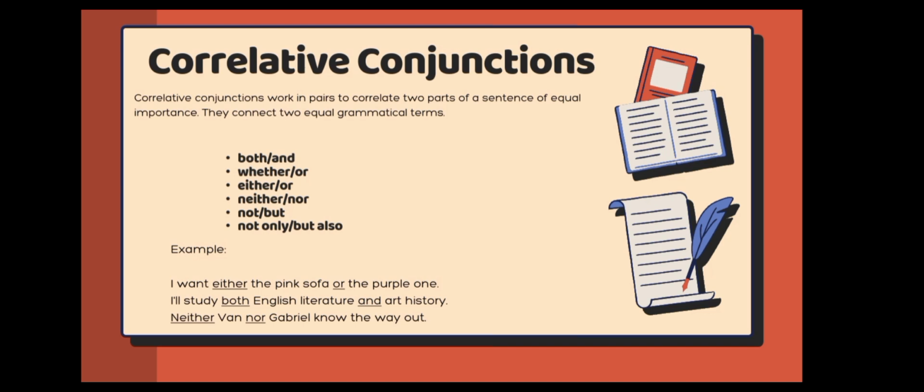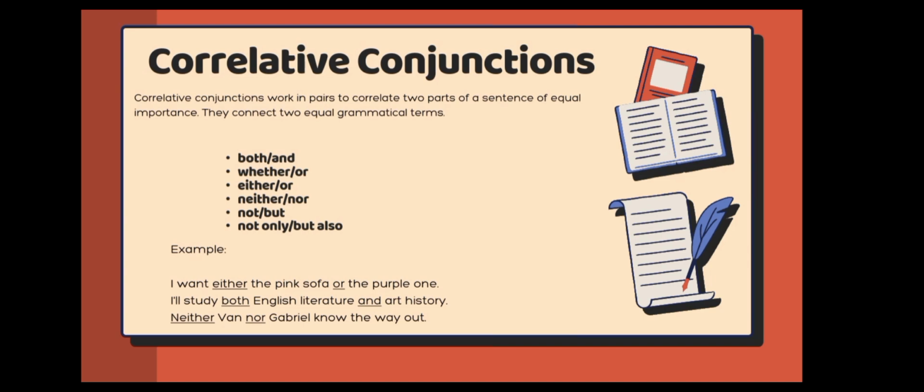are also provided here, and just like this: I want either the pink sofa or the purple one. So in this sentence, you have to pick between two choices, so the most fitting conjunction here is "either...or." The second sentence: I'll study both English and art history. It shows talking about two things, so it makes sense that "both...and" were used in the sentence.